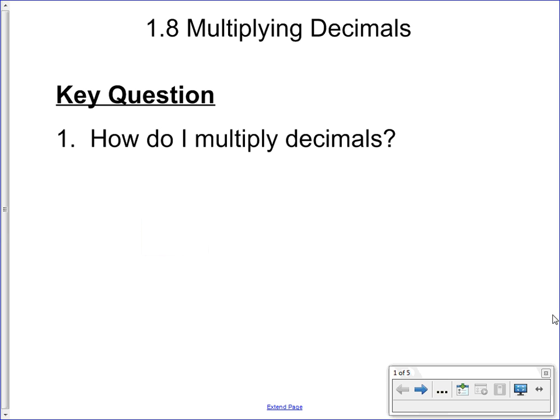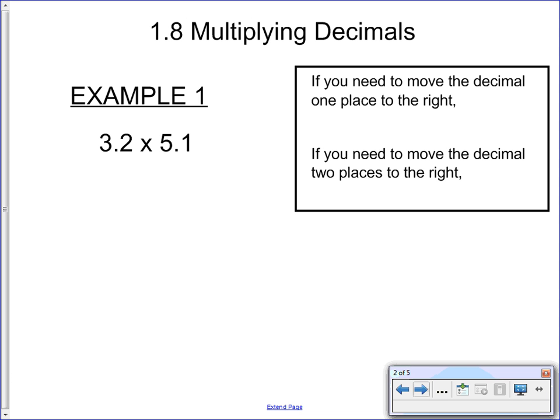In this lesson, we are going to learn about multiplying decimals. After we're done with this lesson, you should be able to answer the question, how do I multiply decimals? Before we get into multiplying, there are a few things I think we need to go over.